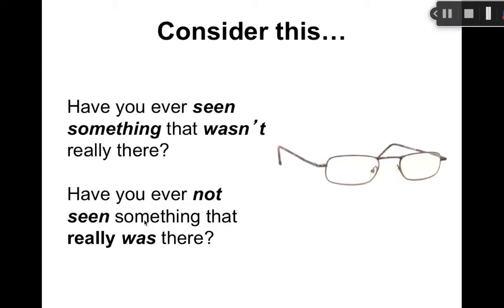So consider this. Have you ever seen something that wasn't really there? Have you ever not seen something that really was there? I've got my glasses here as an example. How many times have I lost my glasses and asked my wife, have you seen my glasses? And she goes, yeah, they're right there on your face, or they're right there in front of you on your desk, or something like that. Why is it that we sometimes don't see things that are right in front of us? Why is it that we sometimes see things that aren't actually there?